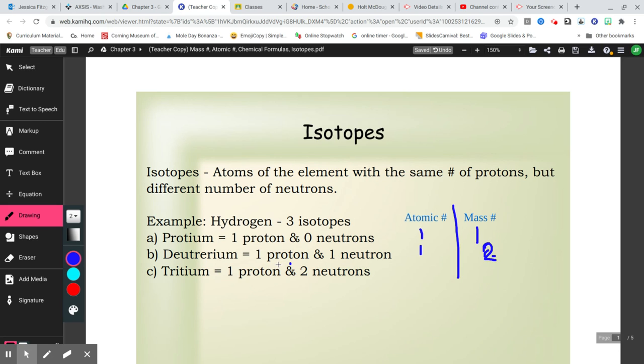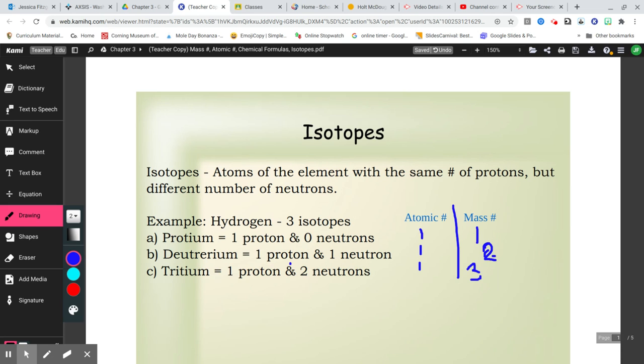Tritium, it has one proton, so it also has the atomic number 1. And its mass is 3 because 1 plus 2 is 3. So as you can see, looking at an isotope, they have the same atomic number of 1, which means they all have one proton. That number never changes. Your atomic number or number of protons never changes under normal chemical reactions.